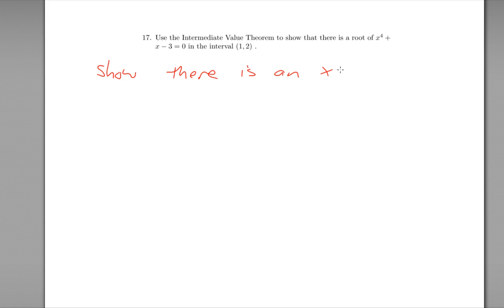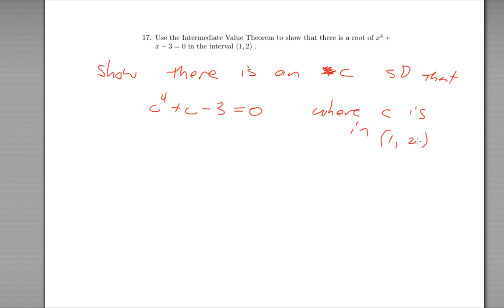I'm going to call it x star. So that, actually, I'm going to call it c. Show that there is a c, so that when I plug c into my function, c to the fourth, this special number, plus c minus 3 equals 0. Show me that there is some c where c is in (1, 2). Show me that it exists somewhere in there.